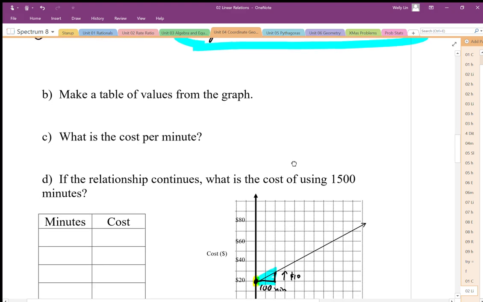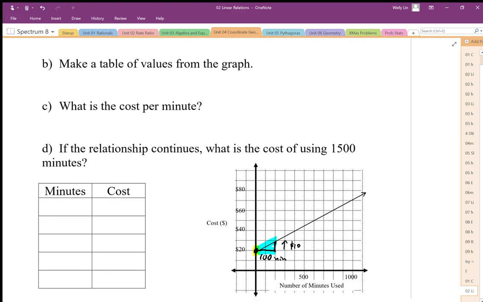So make a table of values from the graph. I'm going to start at 0 and $20. Really, that should always be in my table, the starting point, because it's important, especially for any type of relationship, to know where we're starting from. And I'm going to say at 100 minutes, we have gone up $10, so I'm now at $30.